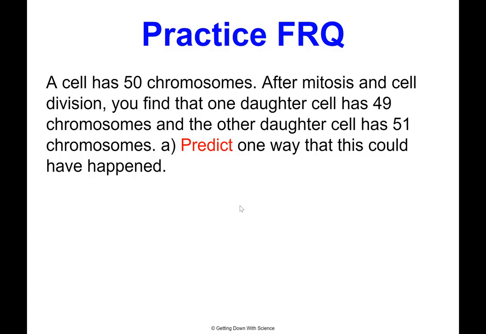And then one more practice free response for you. A cell has 50 chromosomes. After mitosis and cell division, you find that one daughter cell has 49 chromosomes and the other daughter cell has 51 chromosomes. Predict one way that this could have happened.